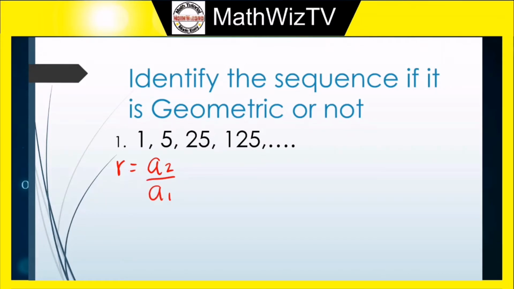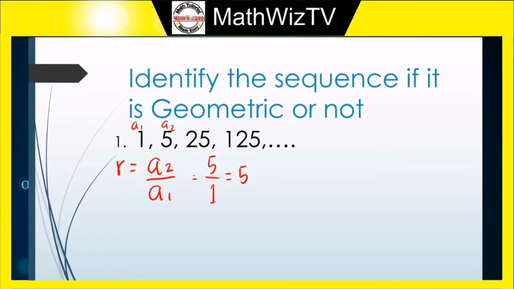So in here, we have the first term, which is 1. Therefore, we substitute to a sub 1. And then our second term is 5. So therefore, if we divide, 5 divided by 1 is equals to 5. That is our common ratio.